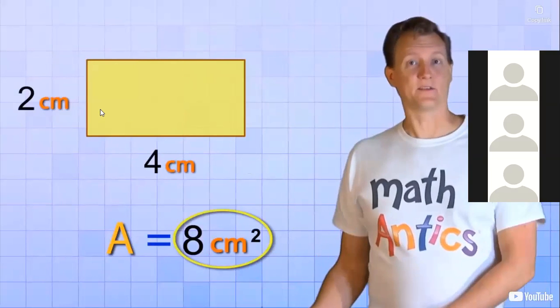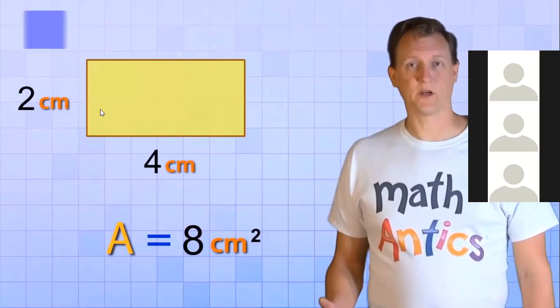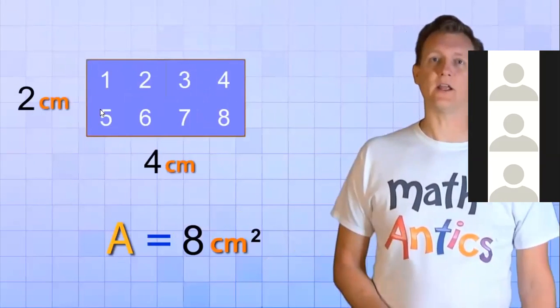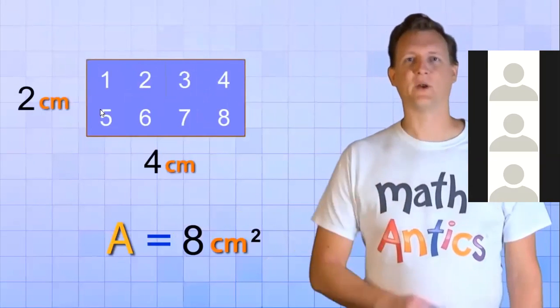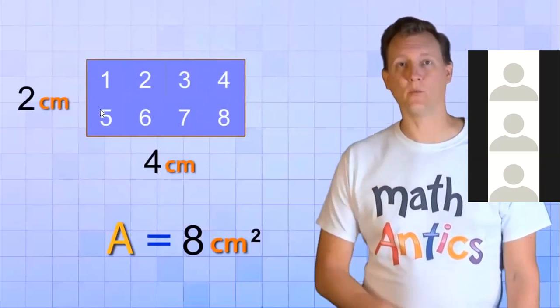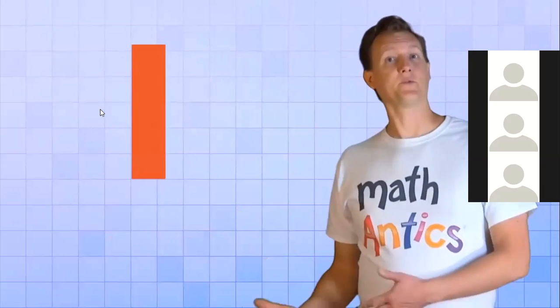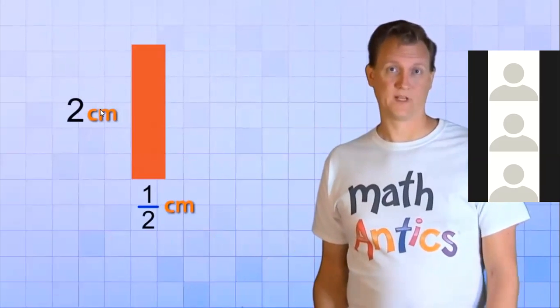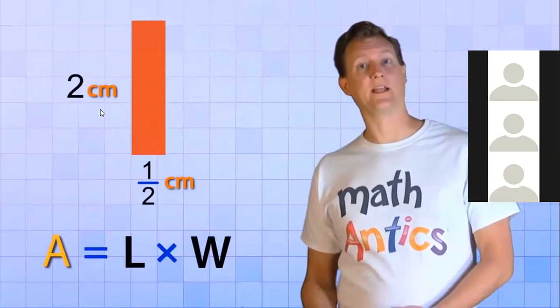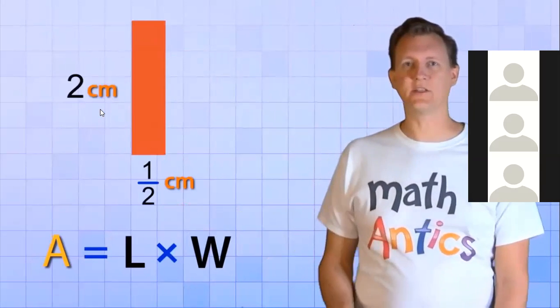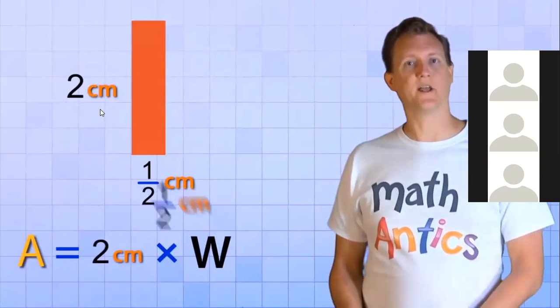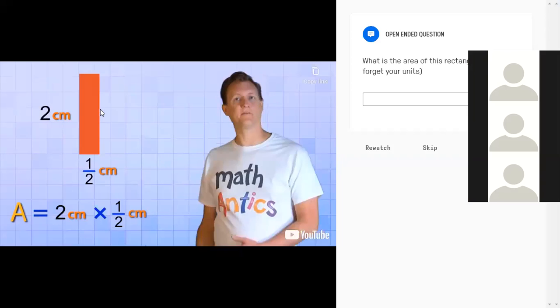And we can see that's correct if we bring back our original square centimeter. If we make copies of it, you can see that exactly 8 of those square centimeters would be the same area as this rectangle. Great. Let's try our formula on one more rectangle. This rectangle is 2 centimeters long, but only half a centimeter wide. And our formula, area equals length times width, tells us that we just need to multiply these two sides together to get our area. 2 times 1/2 equals.